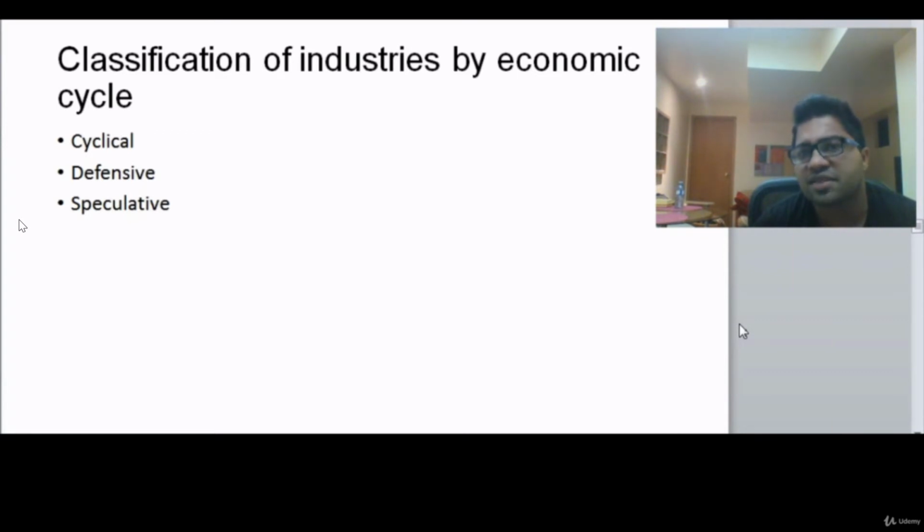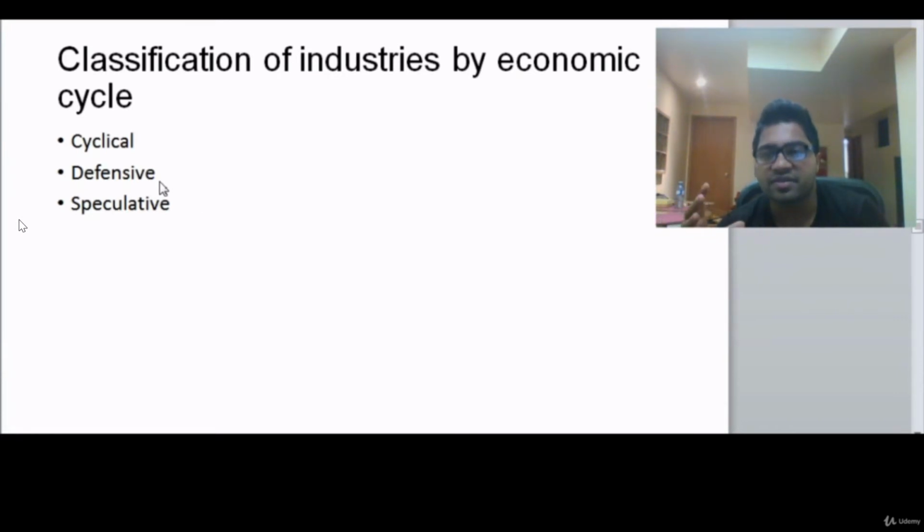You can also classify industry by economic cycle. So there are cyclical industries that are extremely dependent on the economy. These industries perform well when the economy is performing well, and they generally suffer in sales and profit when the economy goes into recession. Examples are infrastructure, meaning house building and all. When the economy is performing well, the infrastructure industry is generally doing well, but when the economy goes into recession, that industry struggles.